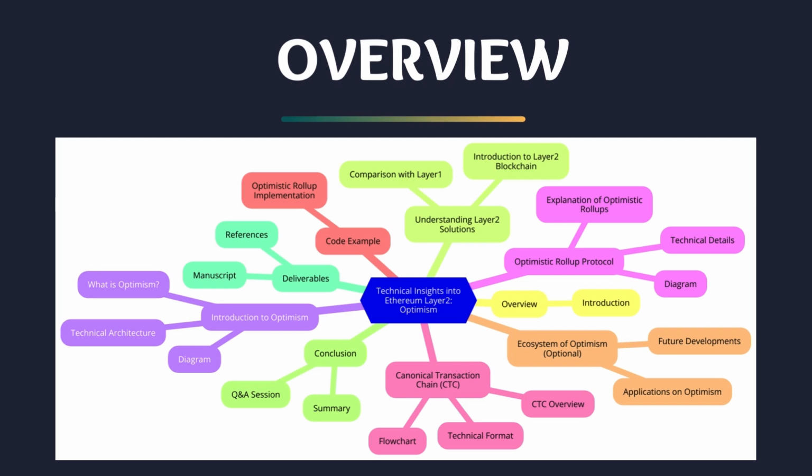The canonical transaction chain, CTC, is essential in Optimism's architecture. It batches transactions and submits them to the Ethereum main chain, ensuring data availability and finality. A CTC transaction includes the transaction data and metadata, organized in a specific structure. Understanding this format is crucial for developers working with Optimism. We'll include a flowchart detailing the lifecycle of a CTC transaction from submission to finalization.